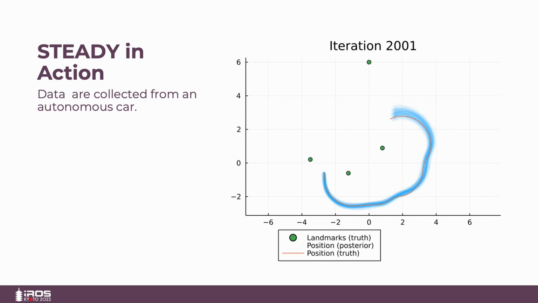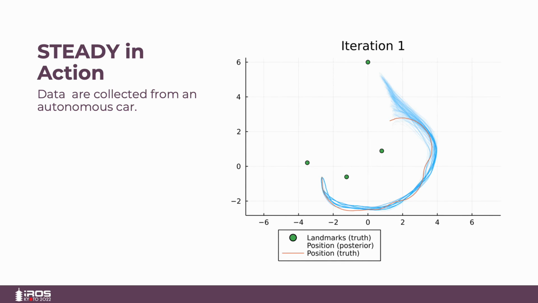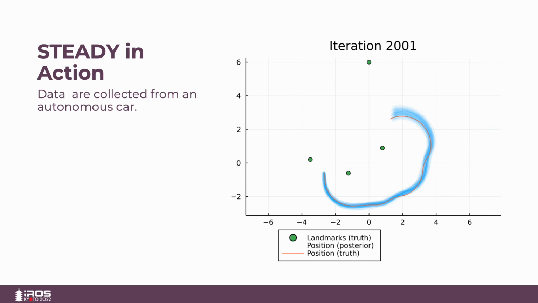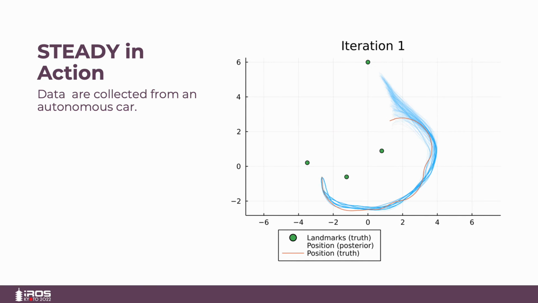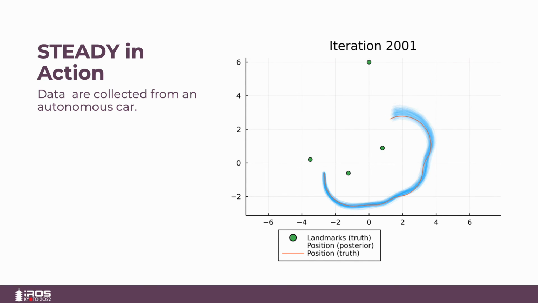Now, let's see how STEADY works in action. Here, the orange line shows the ground truth positions of an autonomous car, and the observations consist of the bearing readings of 4 landmarks relative to the car's orientation. We can see that the inferred blue posterior gradually improves over time and gets closer to the ground truth as we run STEADY for more iterations.